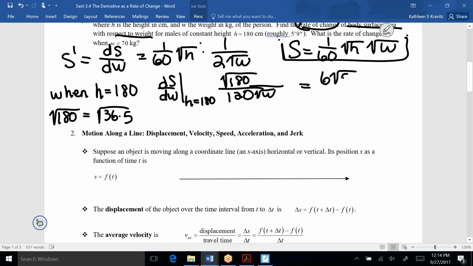So 6 root 5 divided by 120 times the square root of w. And then we can simplify 6 over 120. So we can cancel a 6 in the numerator with a 6 in the denominator. And we're left with 20 down here. And we end up with square root of 5 over 20 times the square root of w.